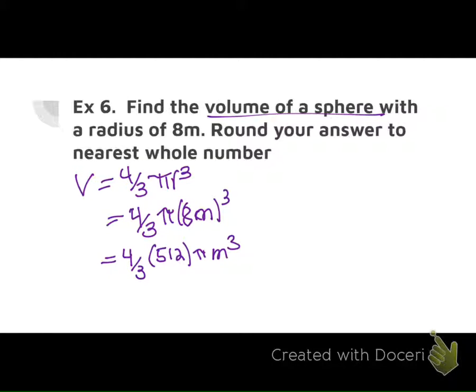Okay, you have 2 options. You can put it all in your calculator at once, or we can do it by steps. Which one do you want to do? So what is 512 times 4? 2048, over 3 times pi. So take 2048. Oh, well, the answer I got was 2,145. I got 2,144.6 and I rounded up.